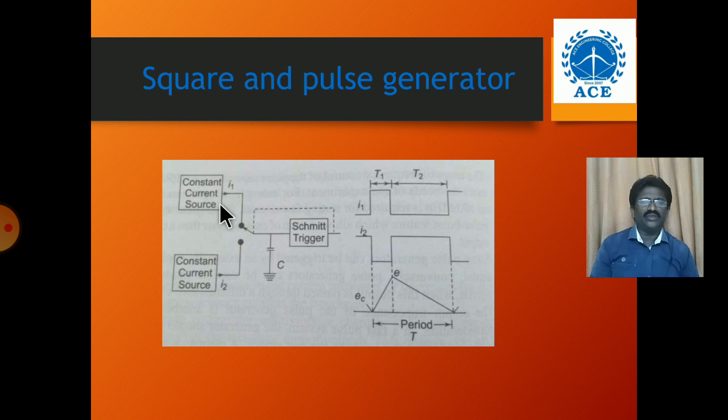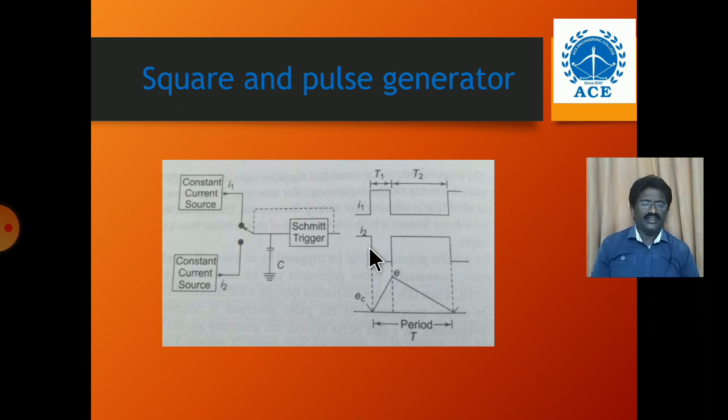Here we have a constant current source in the upper state and the lower state. With the help of the Schmitt trigger you can change the position of the switches. The Schmitt trigger can be a bistable multivibrator. When the Schmitt trigger changes state, its output goes negative and the current switches reverse their condition.